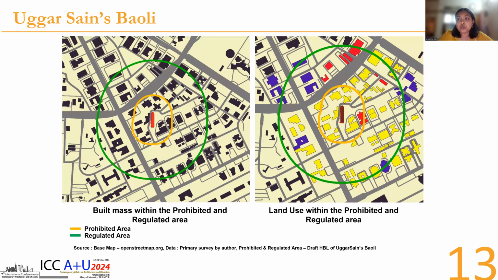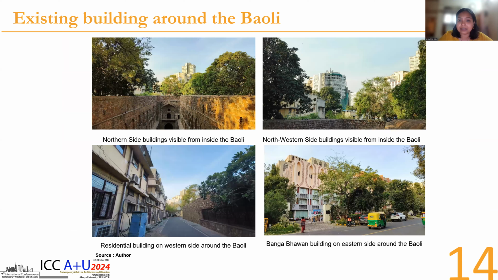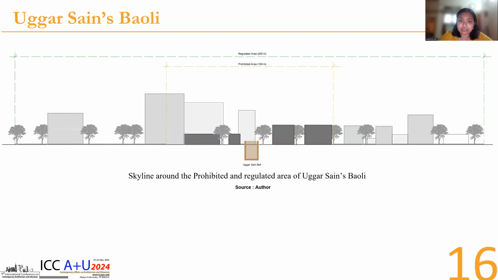And when we see the 200 meters around it, it's mostly planned with residential buildings, and high-rise residential buildings that have come up. There are few commercial buildings in the vicinity, and this is how the skyline of the Bauli is, where mostly the structure is below ground and only 4 or 5 meters is above the ground. Whereas in the skyline we can see that there are urban structures that have come up like around 60 meters.